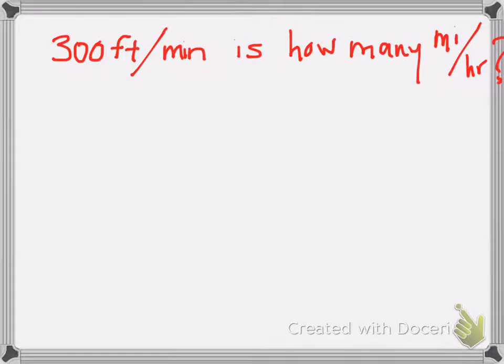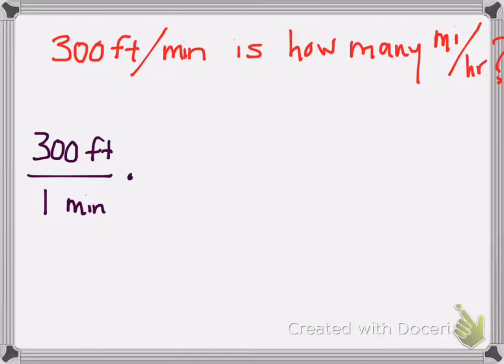All right, there's one more problem I want to make sure that you know how to do before the test on Friday, and it's this. 300 feet per minute is how many miles per hour? So that's what we're going to try to figure out here. And what I want you to do is unit analysis. So we start with what we have. We have 300 feet over 1 minute. So that's what we begin with.